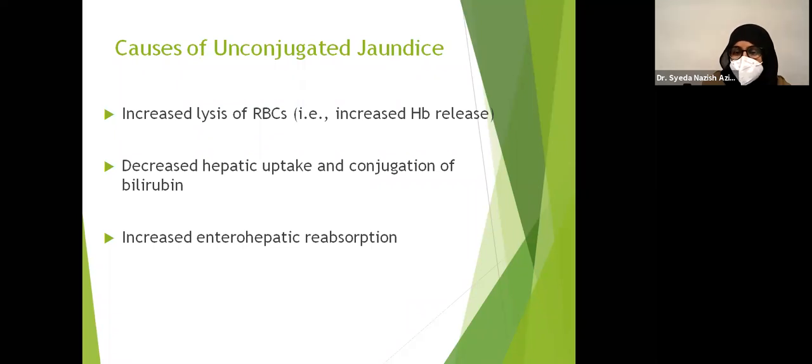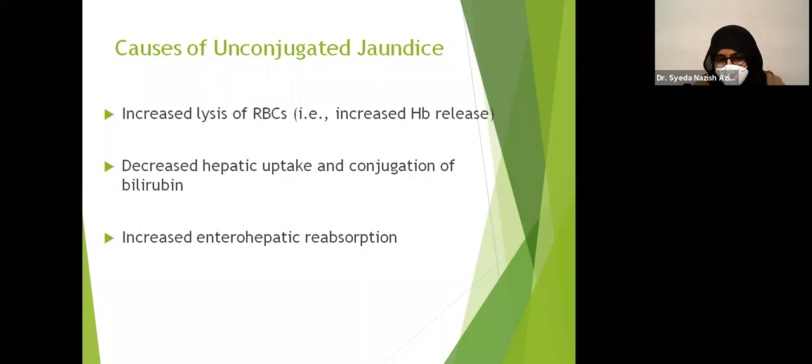The various reasons that can lead to unconjugated or indirect hyperbilirubinemia in infants. Either it happens because of increased lysis of RBCs, which of course gives a lot of hemoglobin, which then all gets converted into the unconjugated hyperbilirubin, or any reason if the hepatic uptake of the unconjugated bilirubin is impaired, or the conjugation capacity of the liver is impaired, that may lead to unconjugated hyperbilirubinemia as well.